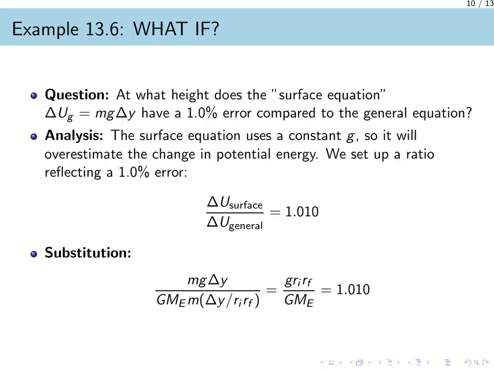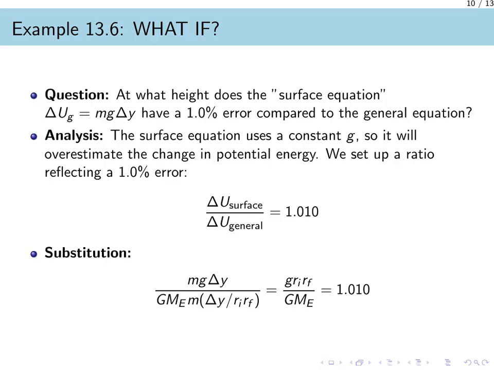This is a practical question for something like an upper atmosphere probe. First, we need to know which formula gives a larger value. The surface equation assumes the acceleration, g, is constant. In reality, g decreases with altitude. Therefore, the mgy formula will always overestimate the true change in potential energy.